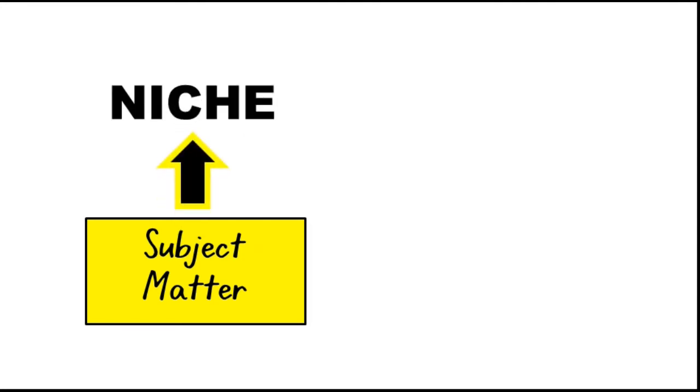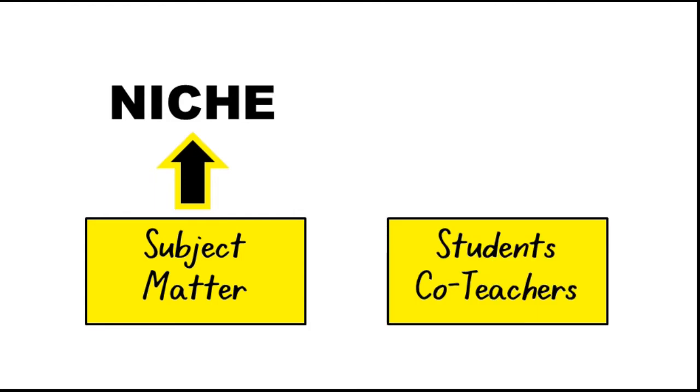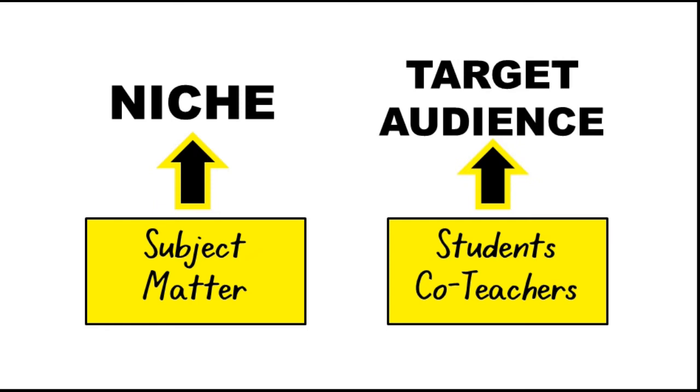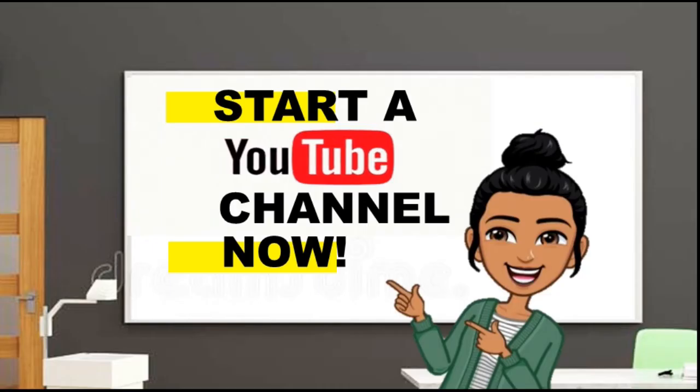Your subject matter specialization can already be considered as your niche. Your students or co-teachers too are already your target audience. You can even attract other people to watch if you have very engaging videos. These are two important factors when starting your own YouTube channel. Now that you have them both, let's go and start your channel now.